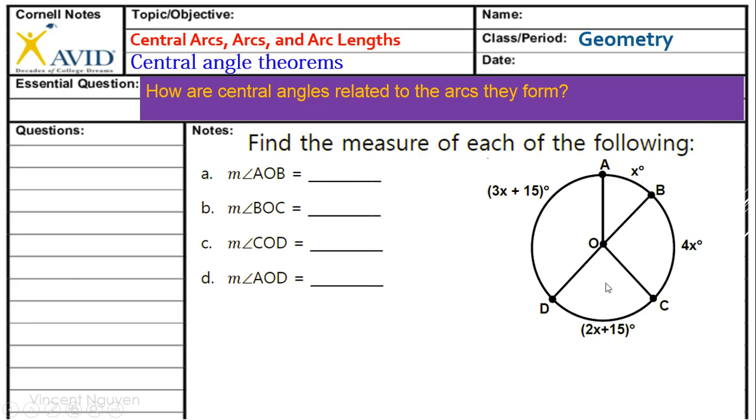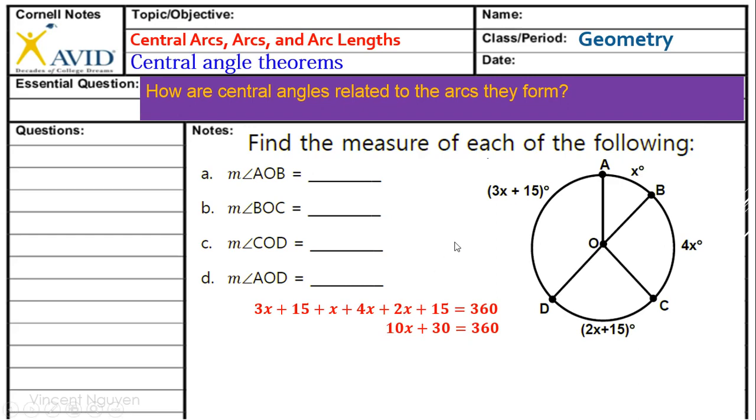So all we have to do is add them all up and set it equal to 360 and solve the equation, right? So we're going to add up the first arc, 3x plus 15, and then plus x, and then plus 4x, and then plus 2x plus 15, and all of that equals the circle, which is 360. Then next, we're going to combine like terms. So count how many x's you got here. 3, 4, 8, 10. 10x plus 30, equal 360.